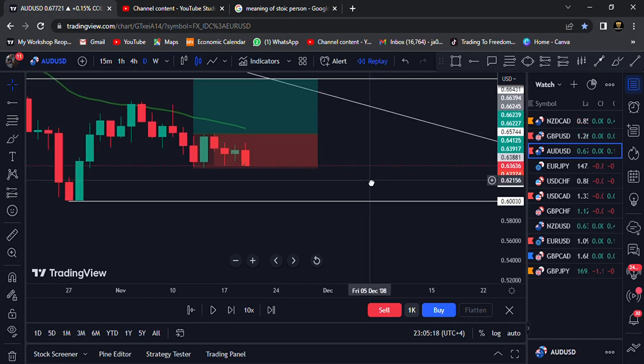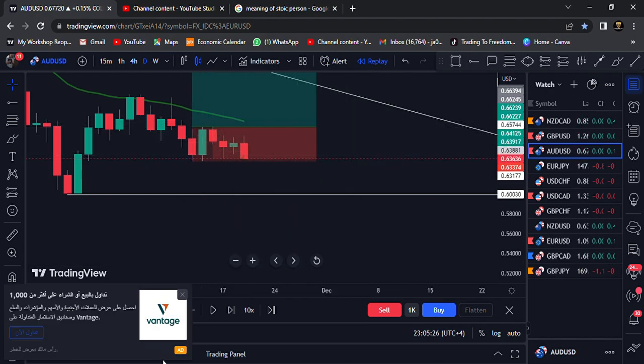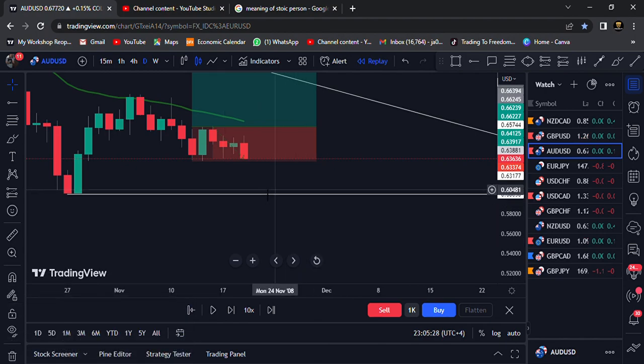So it is still not triggered yet. You should note the buy stop has not been triggered. We are still here. Price is still doing its thing. It's giving us another sell signal, but as I said, I'm not willing to sell here until I can sell below this support.